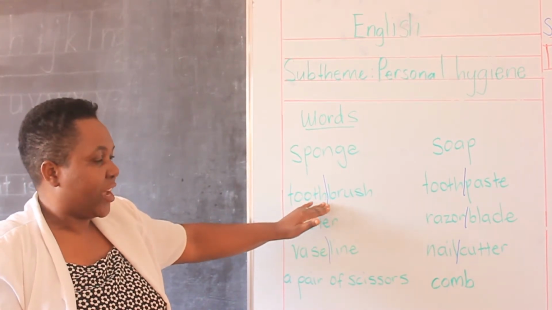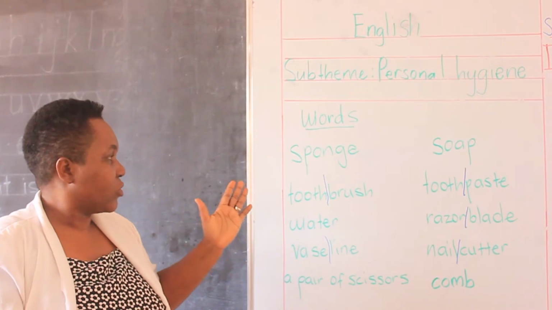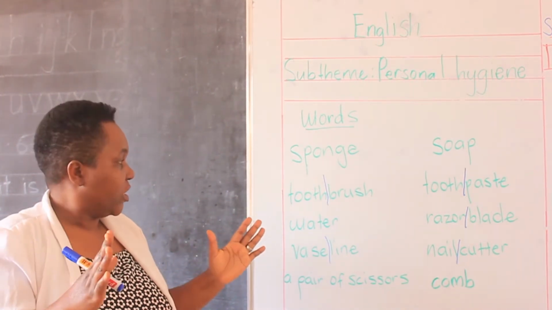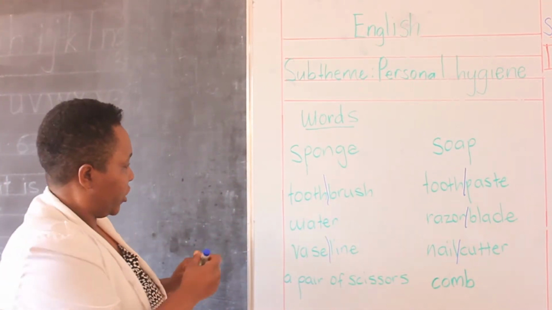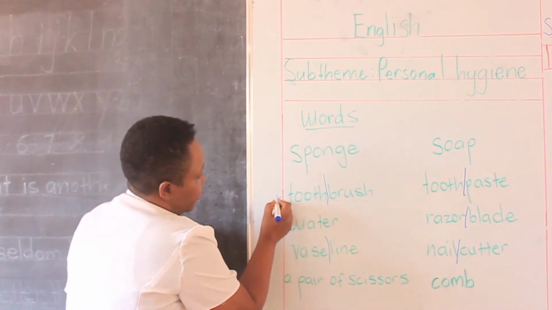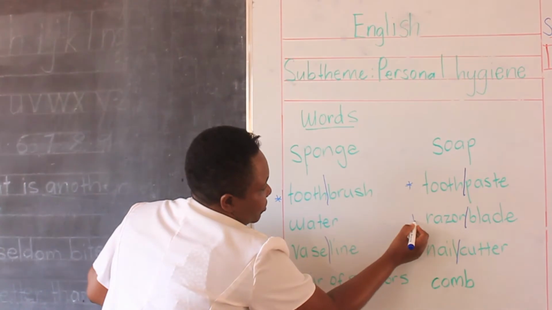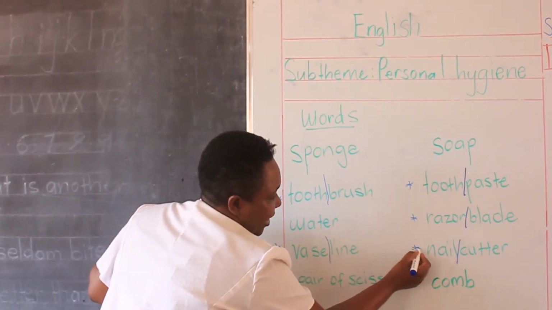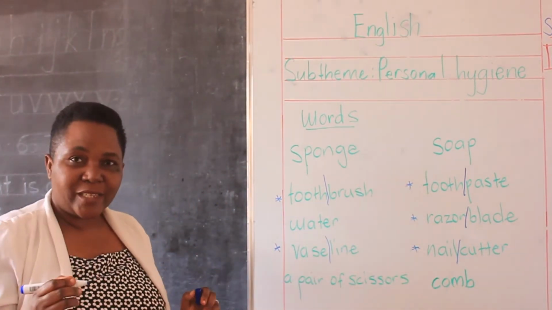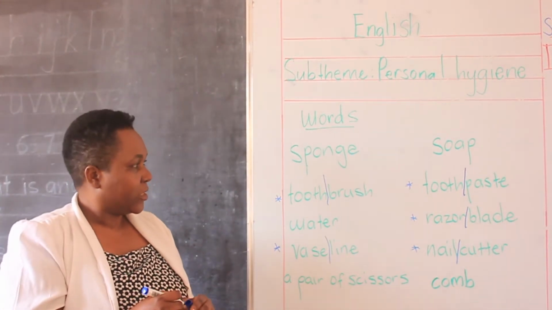You write tooth and brush. When you write two different words, that will mean it is not a compound word. So these words, toothbrush, Vaseline, toothpaste, razor blade, and nail cutter are called compound words, and they are written as one single word.